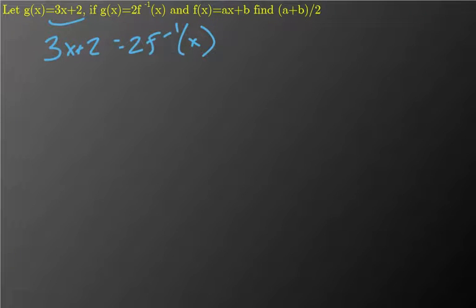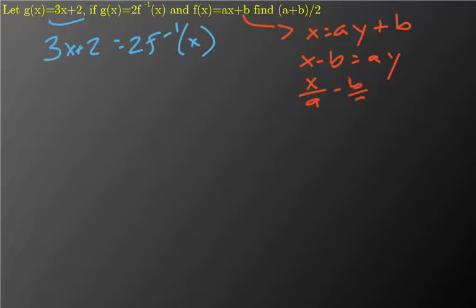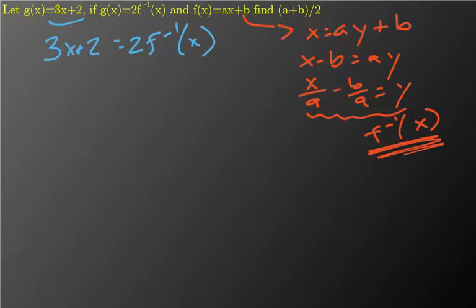So if you do the inverse of f, right, you've got to switch x and y. So instead of y equals ax plus b, we're going to have x equals ay plus b, and then solve that thing for y. So x minus b equals ay, and then x over a minus b over a is y. So this is my inverse function of x now, right?